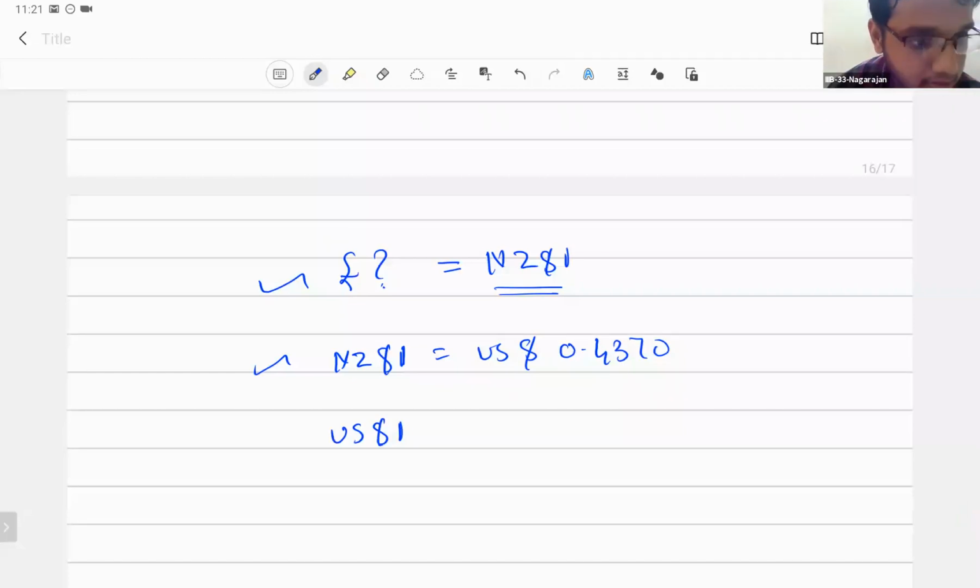Yeah, okay, 0.3013. See, in the cross chain rule, first you have to ask how many units of term currency is equal to 1 unit of commodity currency.